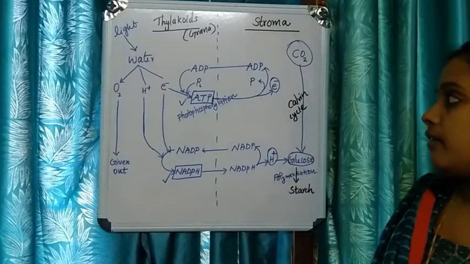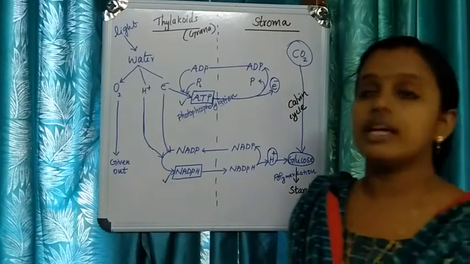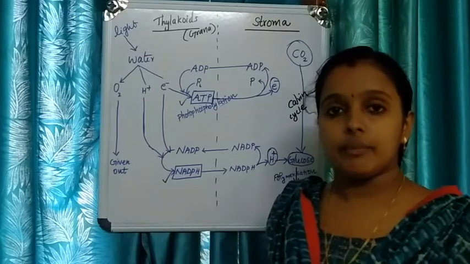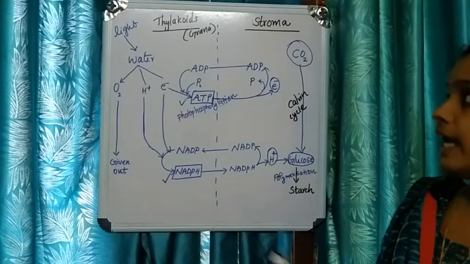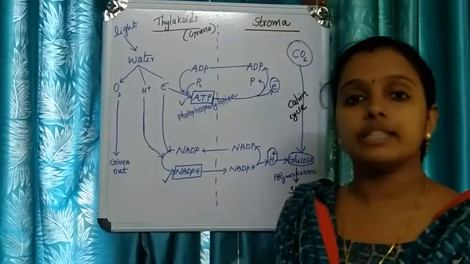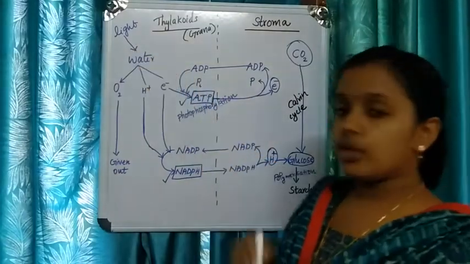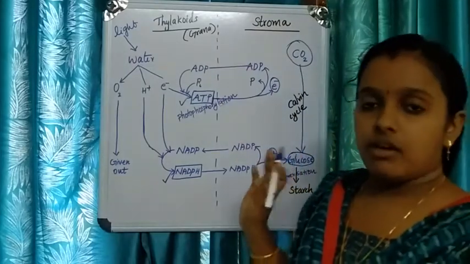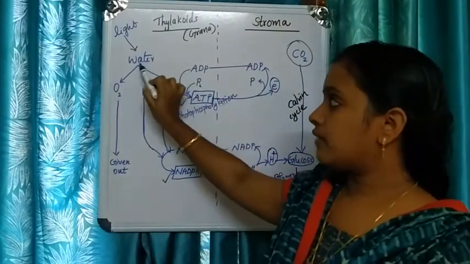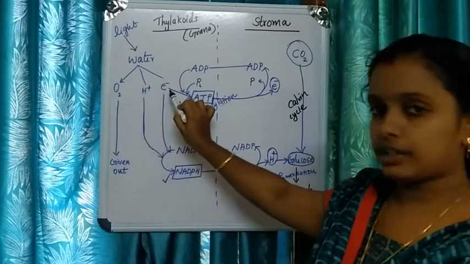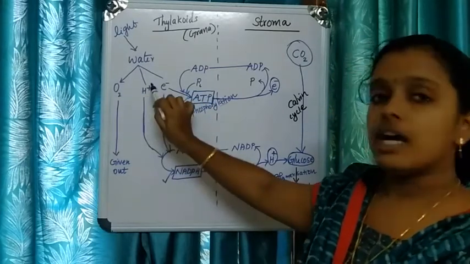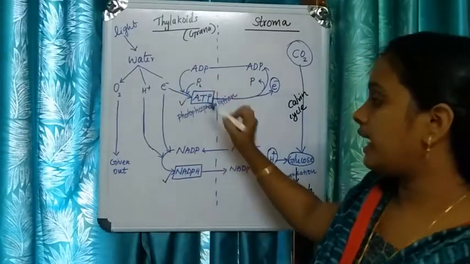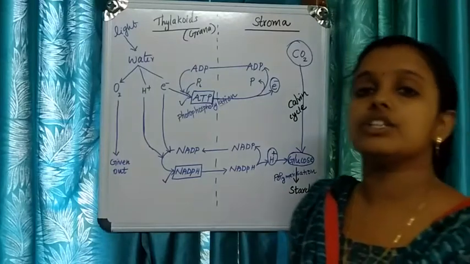So once again we can conclude the reaction. Photosynthesis consists of two main phases, light dependent and light independent. In the light dependent reaction, light plays the key role. Here, we know that water and carbon dioxide are the two raw materials of photosynthesis. First, water will split into oxygen, hydrogen and electron. Oxygen will be given out. Hydrogen and electron will help to produce ATP and NADPH, energy rich compounds.